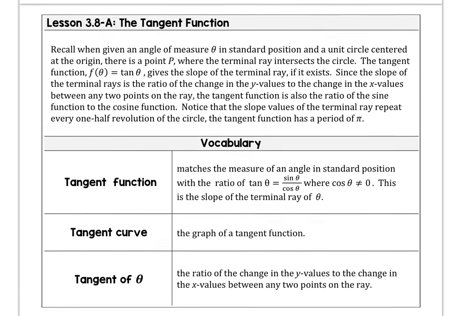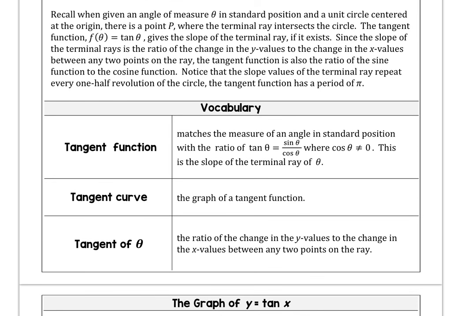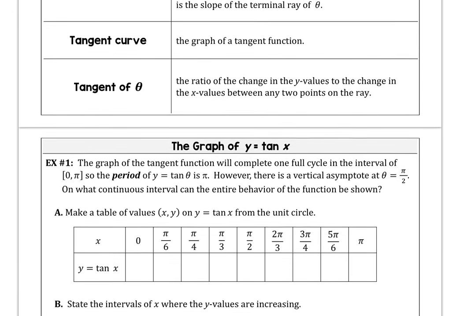Remember that we know the tangent function matches the measure of an angle in standard position with the ratio of tangent being sine divided by cosine, provided cosine isn't zero. We also know that this is the slope of the terminal ray of theta. The tangent curve is the graph of the tangent function, and the tangent of theta is the ratio of the change in the y values to the change in the x values between any 2 points on the ray. That's what we know as slope.